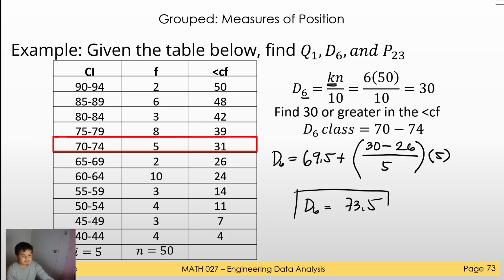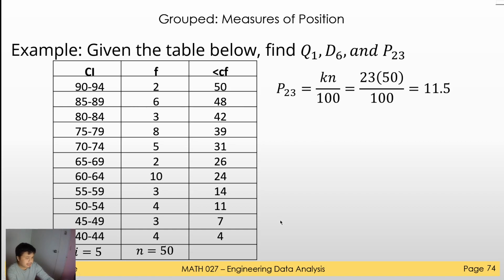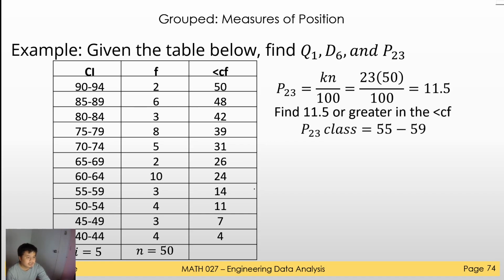So the answer here will be 73.5. Okay. So to find P23 or the 23rd percentile, again, we will use the same formula. We have kn over 100 for percentiles. So the k here is 23. So we have 23 times n, which is 50, over 100. So we have the 11.5th data. So it should be this 55 to 59 class.